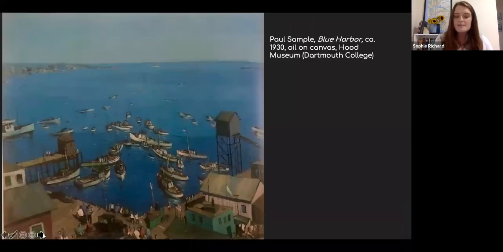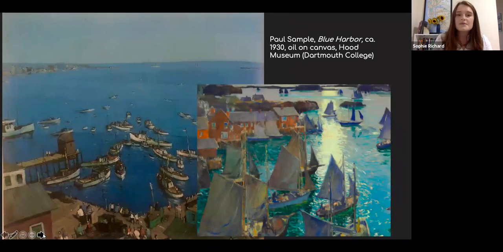We can see Lie's impressionism influence in this Sample, which shows a congested harbor scene. This is the first style that Sample experimented with, and you can see similar movement and bright color. But we can also appreciate some of the differences which set him apart. This is certainly not the impressionism that we saw with Lie. We can define this Sample painting as an interim style. It's not the regionalism he'll be known for, yet it's not quite as abstract as Lie.